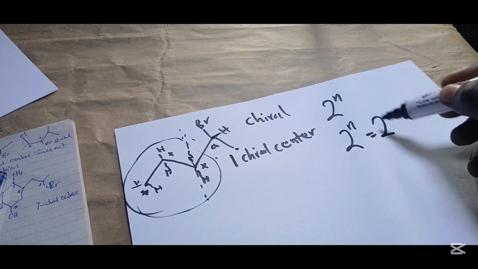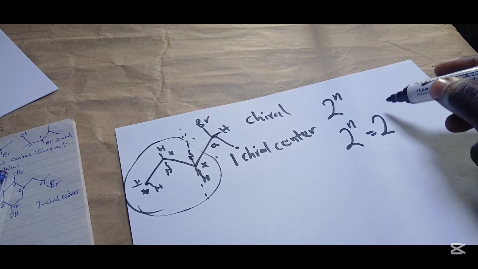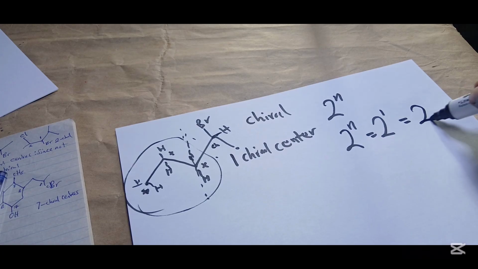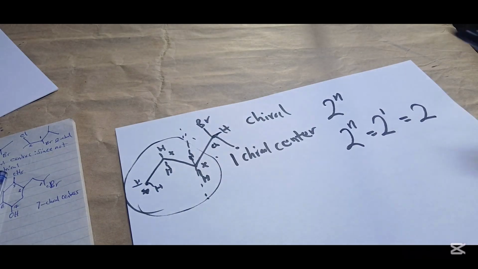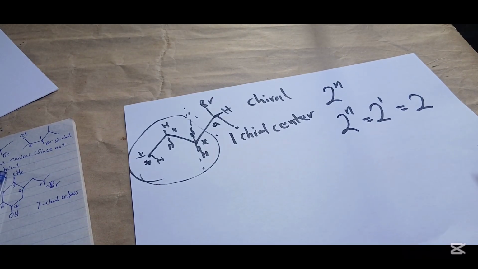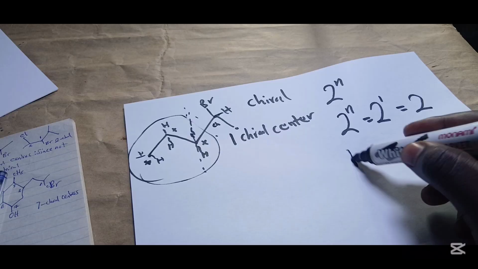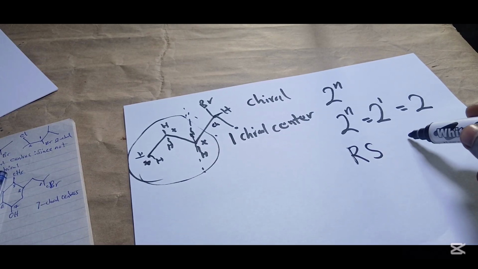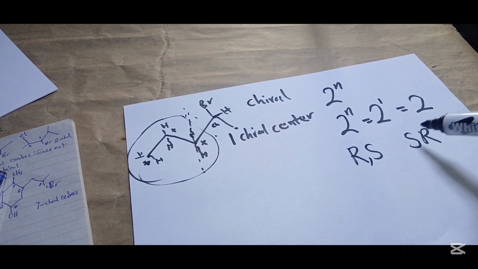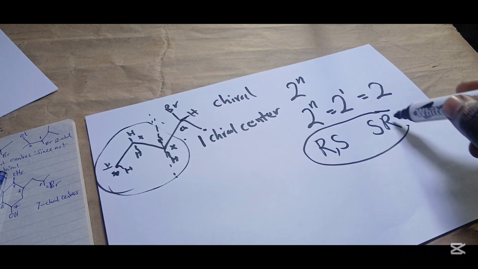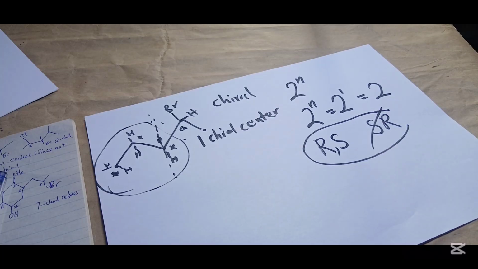And our n here is 1. It has one chiral center. So 2 to the power 1 means our maximum potential stereoisomers that we can get in this molecule is 2. So it's either R, S, or S, R. Now we'll look at the R and S configuration later. So what you need to know here is how to calculate the maximum number of stereoisomers of a given molecule if you know the number of chiral centers in the molecule.